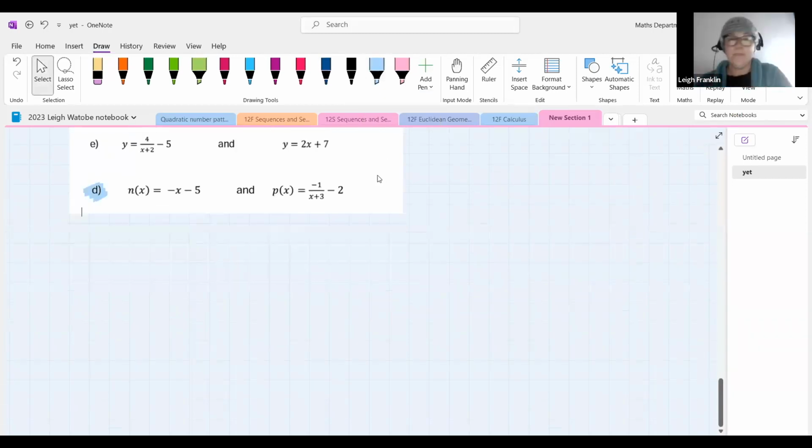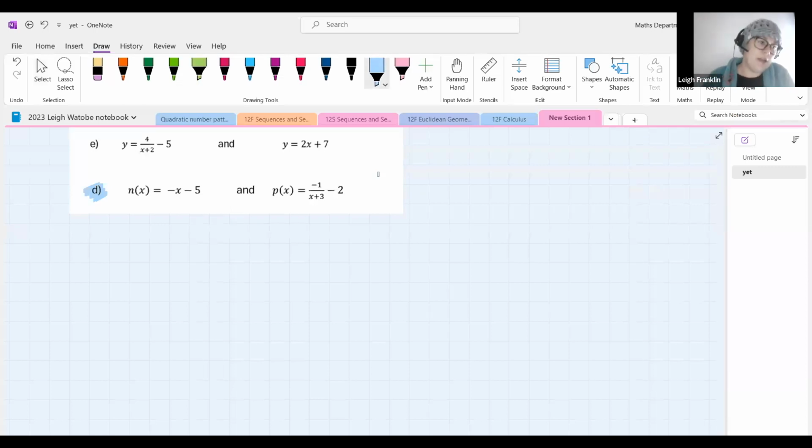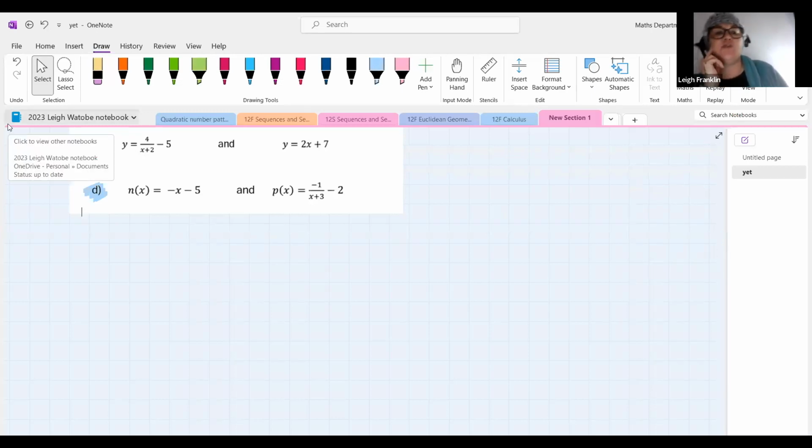Okay, so we know that n of x means y, and we know that p of x means y. They've just used functional notation. So n of x is our straight line, and p of x is our hyperbola. Okay, so now before we continue, I know we haven't sketched this hyperbola, but you guys have done functions already. First of all, I want you to tell me in which two quadrants is the hyperbola drawn? By looking at the equation of p of x, who can tell me in which quadrants the hyperbola is sketched?